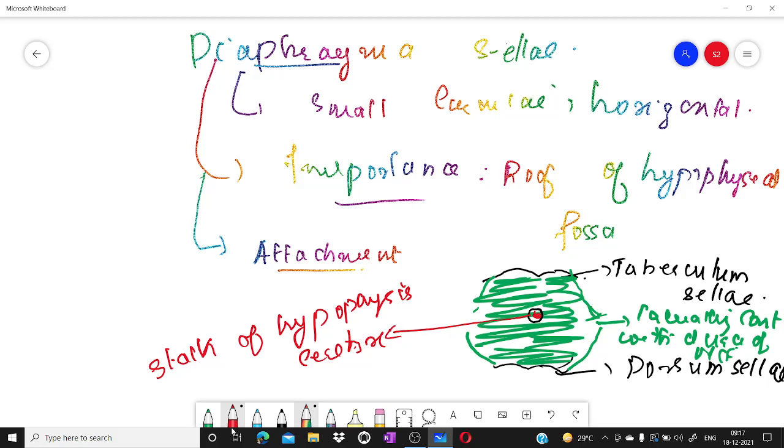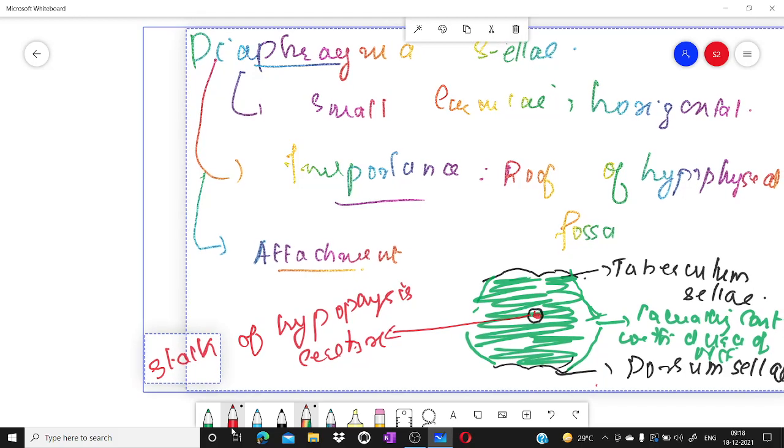So, important points about the diaphragma sellae is that it is small, circular and horizontal in shape. It is forming the roof of the hypophyseal fossa or the pituitary fossa, attached to the tuberculum sellae anteriorly and dorsum sellae posteriorly, and laterally continues with the dura mater of the middle cranial fossa. And it has a central aperture through which the stalk of the hypophysis cerebri is passing. Now we will be seeing some pictures.